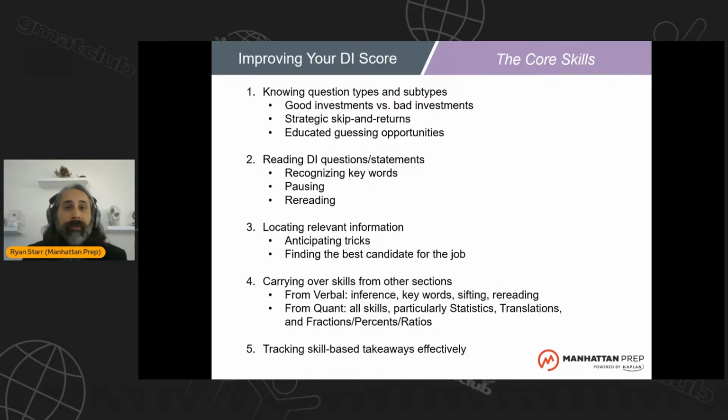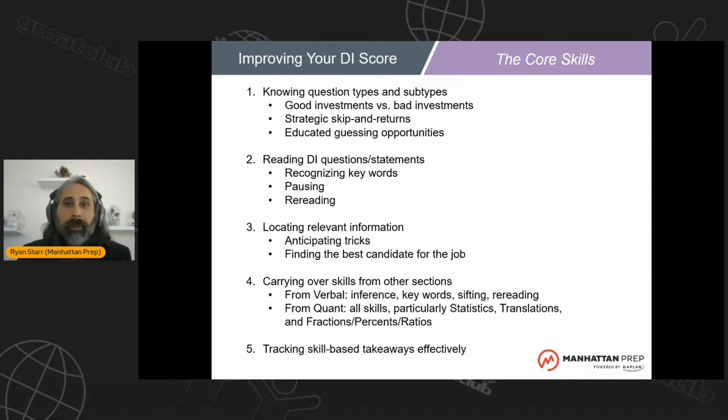Now, a lot of the skills you need for data insights do transfer over from other sections. A lot of the topic stuff you need for data insights transfers over from other sections. From quant, as you see there, data insights particularly leans into statistics, percents, ratios, fractions, proportions, whatnot. Translations as well, especially in two-part analysis questions, you'll be given word problems and have to do some algebraic translation or at least benefit from it. And in data sufficiency questions, if they're giving you a classic quant word problem, you're often best off doing some translations on those questions, right?